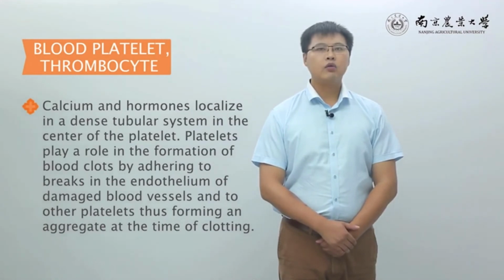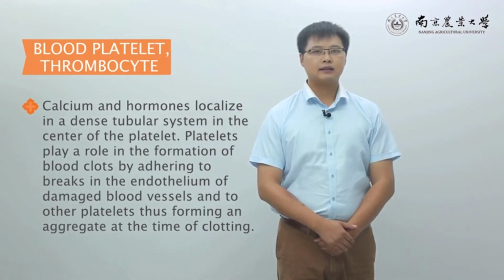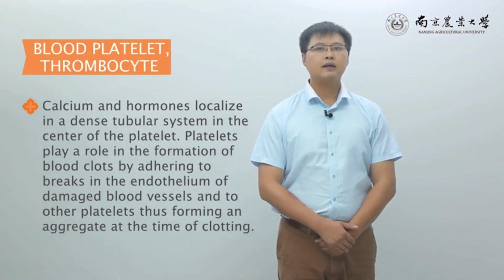Platelets play a role in the formation of blood clots by adhering to breaks in the endothelium or damaged blood vessels, and to other platelets, thus forming an aggregate at the time of clotting.